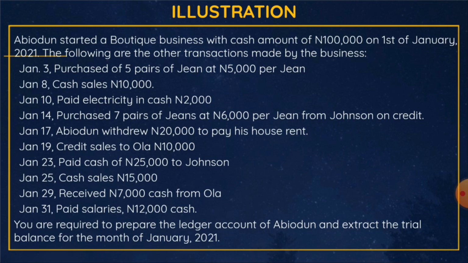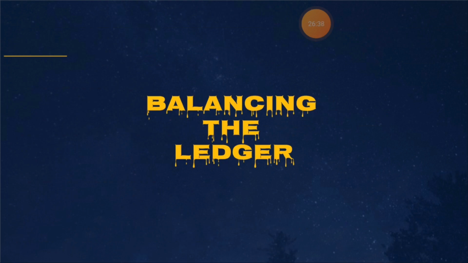If you look at it, that is the last item we are having, and we are required to do what? To draw the ledger and extract the trial balance. We are done with the posting of the entries into the ledger. So just like we have to prepare the ledger and extract the trial balance, the next thing is to balance the account, that is, balancing the ledger.